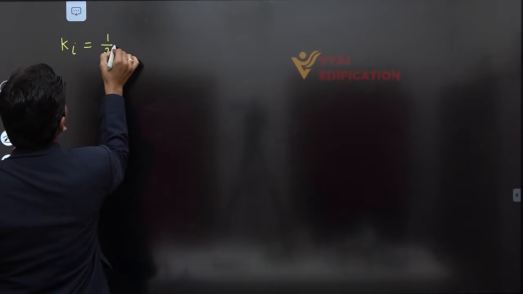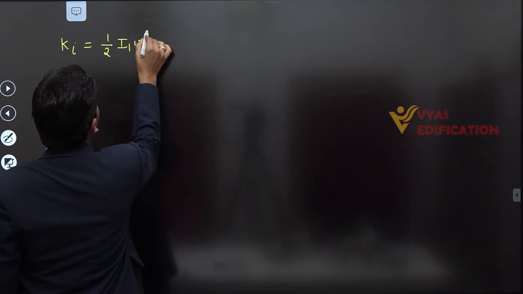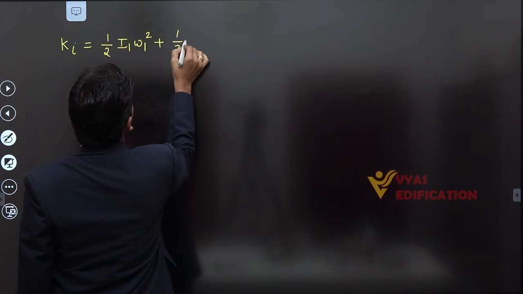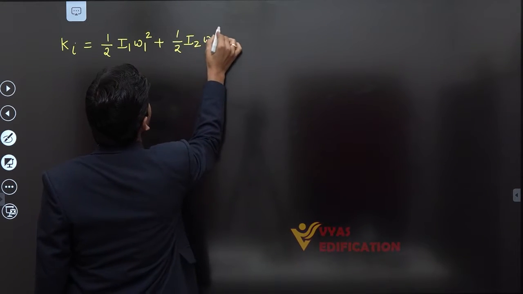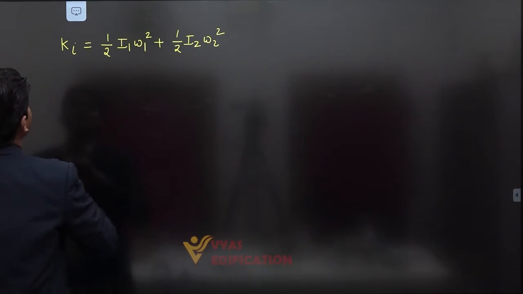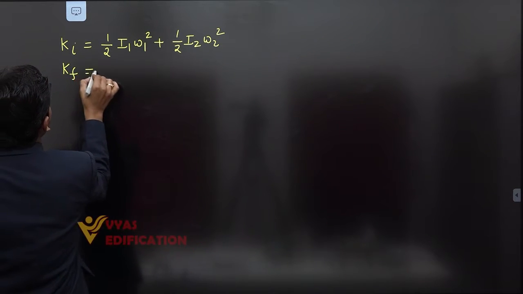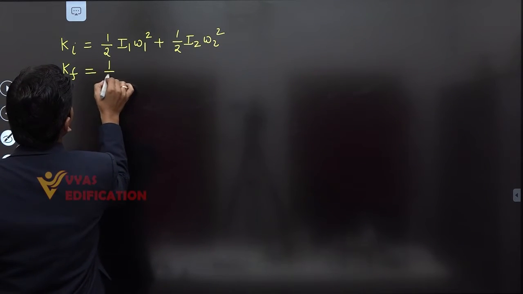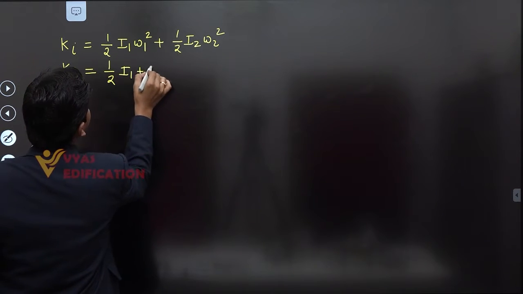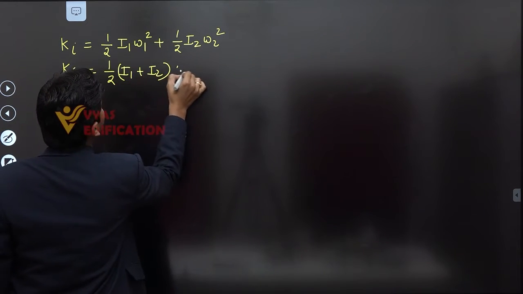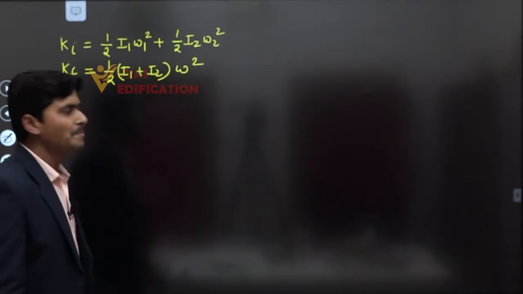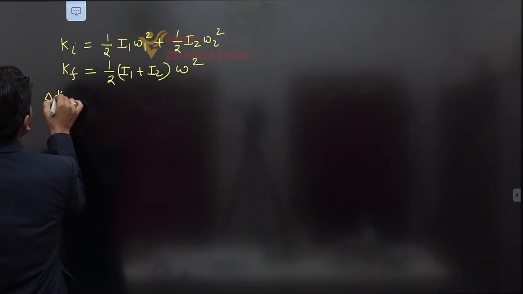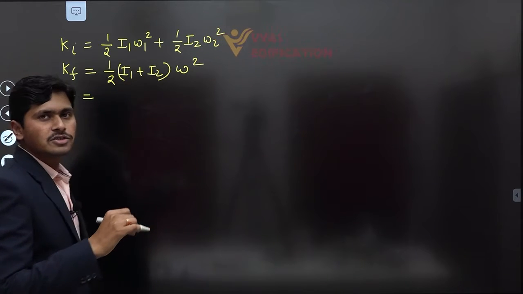Now let us try to understand this derivation. Initial kinetic energy is given by half of I1 omega 1 square plus half of I2 omega 2 square. Final kinetic energy is given by half of I1 plus I2, multiplied with omega square. So if I want to find the loss in kinetic energy, how can we calculate it?